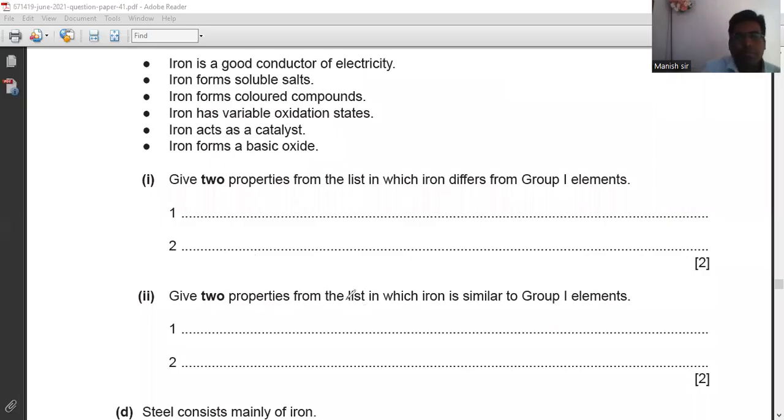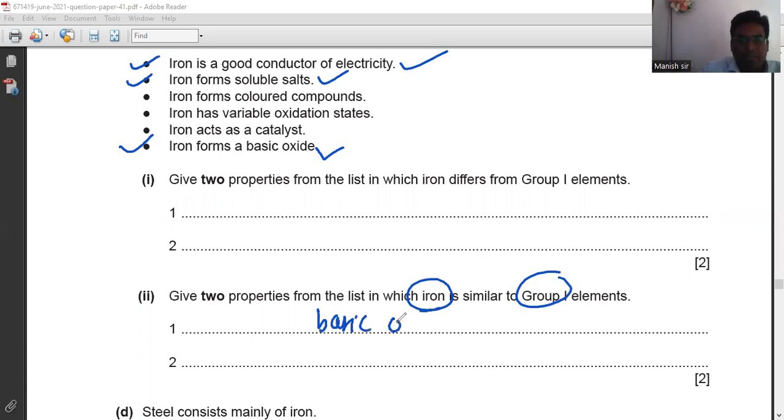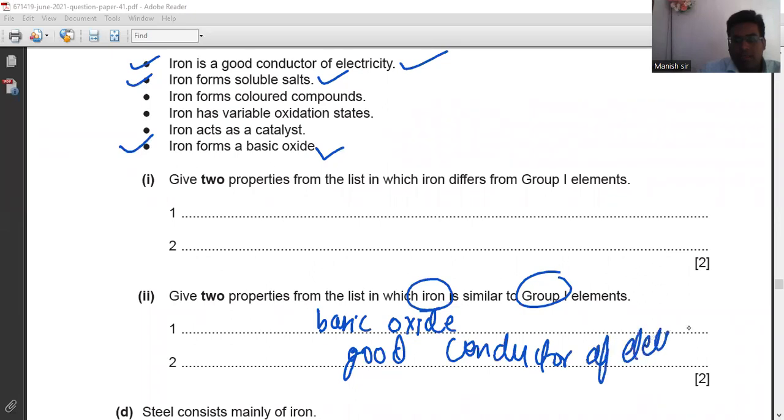Please give two properties in which iron and group 1 are similar. Group 1 metals also form basic oxides, form soluble salts, and are good conductors of electricity. So these are the three main points which are similar to iron. So you can write here: form basic oxide, good conductor of heat and electricity.